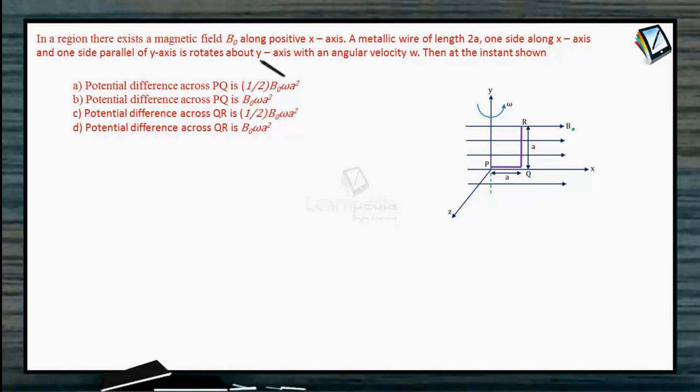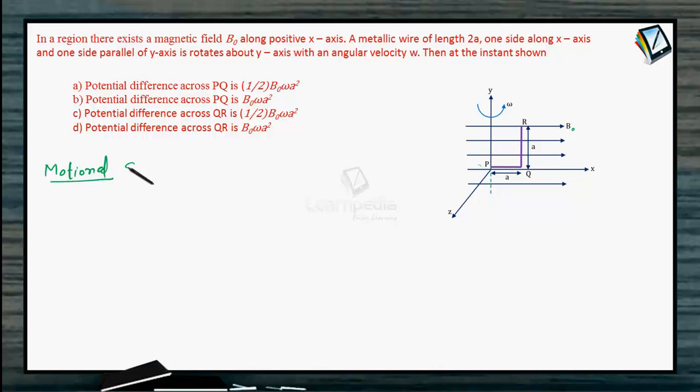It is rotating about the y-axis with an angular velocity of omega. Then at the instant shown, you can see that this metallic wire is rotating about the y-axis, and we have to answer the question just for this particular instant, the instant when the PQ branch is parallel to the x-axis. As we know, there is a concept of motional EMF.